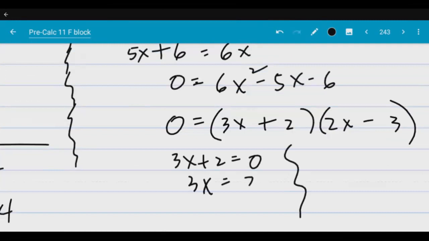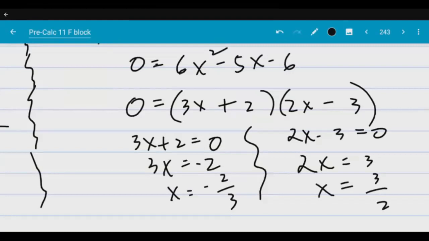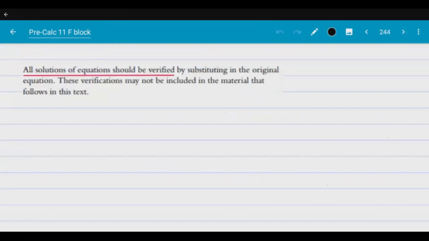3x equals negative 2. x is equal to negative 2/3. 2x minus 3 is equal to 0. 2x is equal to 3. x is equal to 3 halves. So guys, just take note. All solutions of equations should be verified. In our text, you will notice that they're not really doing that anymore. I only did that in the first example, but for letter B, I'm not going to do that anymore.